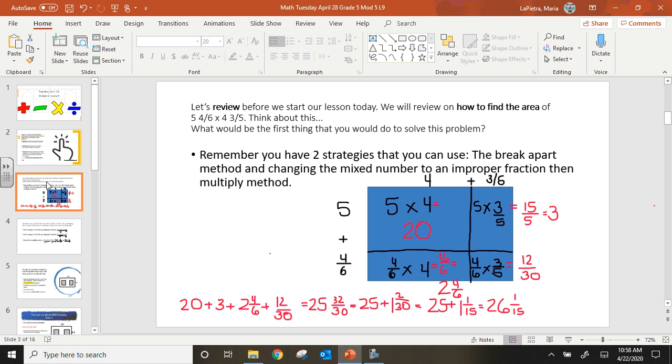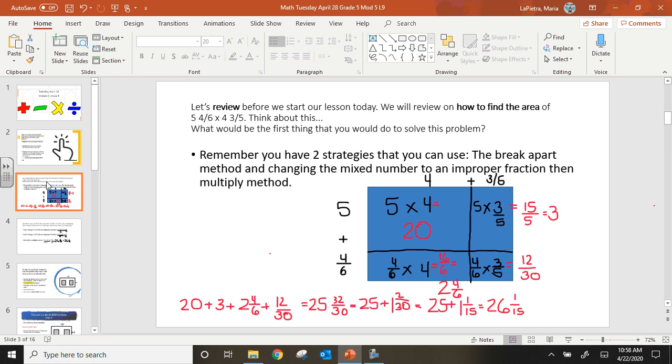So let's review before we start our lesson today. We will review how to find the area of 5 and 4/6 times 4 and 3/5. Think about this. What would be the first thing that you would do to solve this problem? Remember, you have 2 strategies that you can use: the break apart method, or changing the mixed number to an improper fraction and then multiplying. Whatever works best for you, whatever you think helps you solve this problem easiest. You know I always like to give you a couple ways on how to solve problems to make it easier for you.